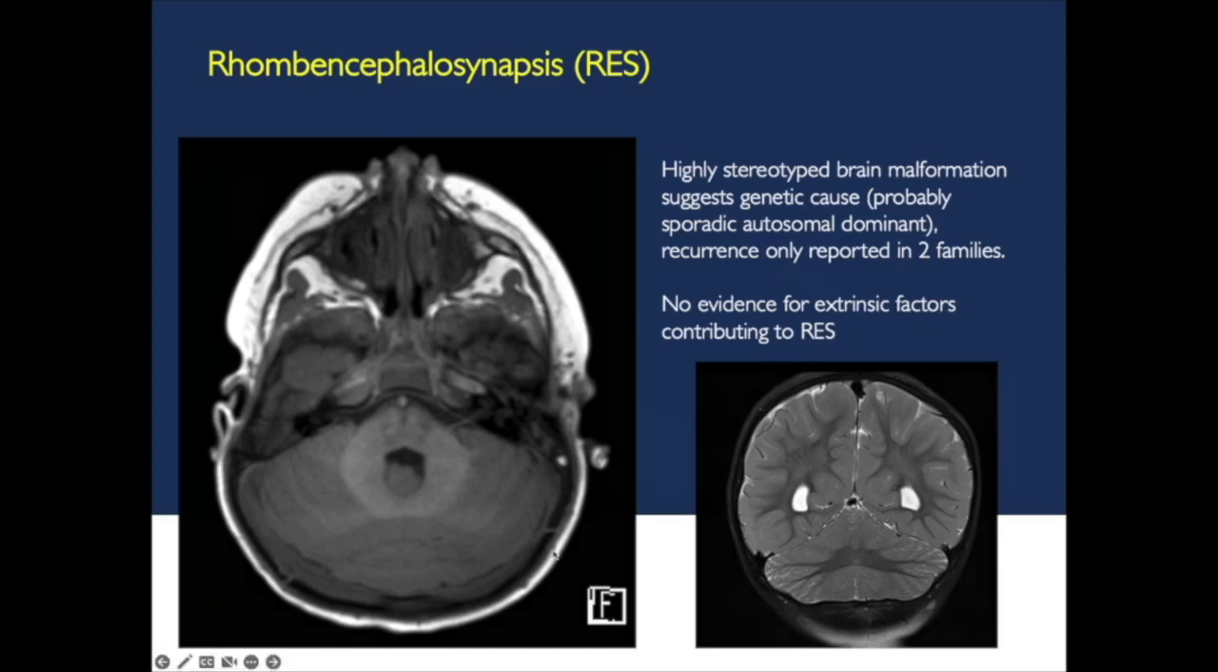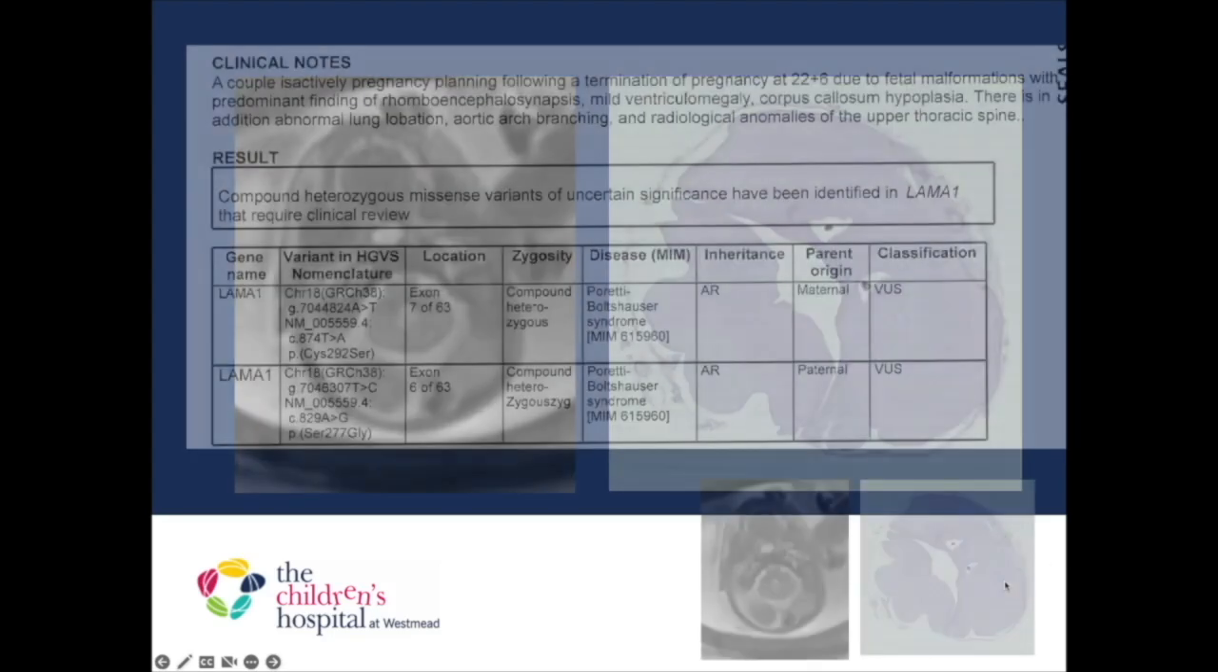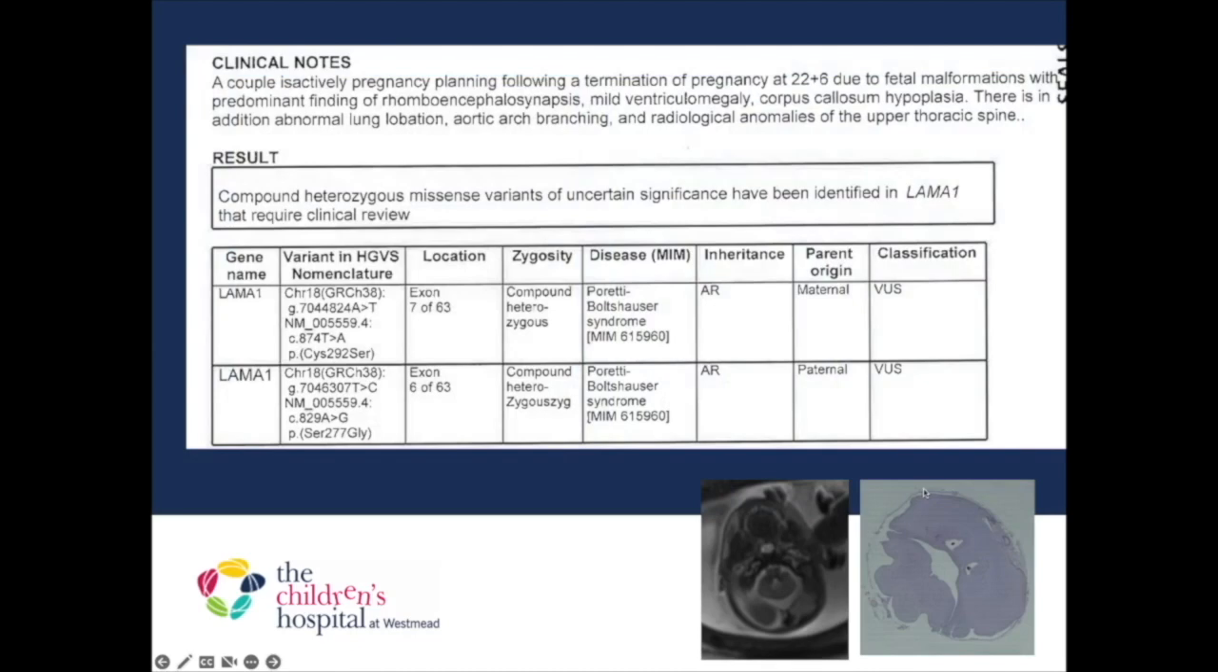So here we have a fetal ultrasound with rhombencephalosynapsis. We have pathology confirming that it's rhombencephalosynapsis. And surprisingly, the genetic testing revealed maternal and paternal variants of unknown significance in the LAMA1 gene, which, as you know, causes Poretti-Boltshauser syndrome. So is there a causal connection? We don't know, but probably not.